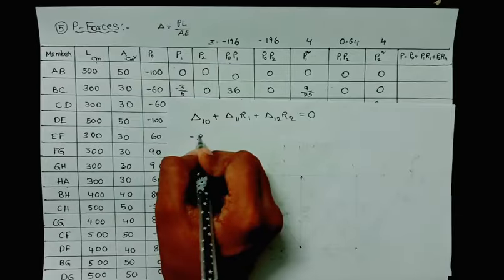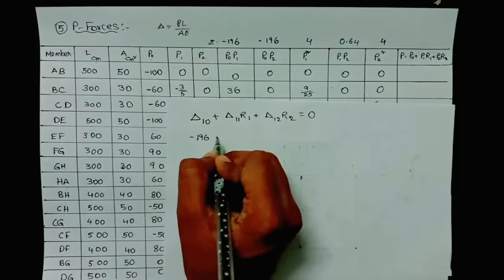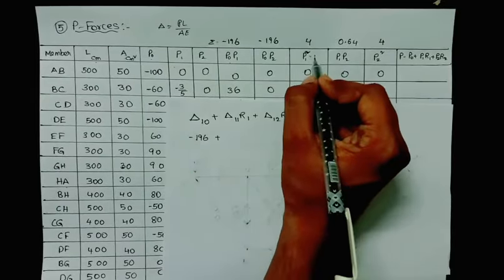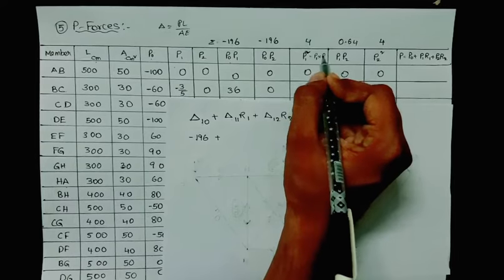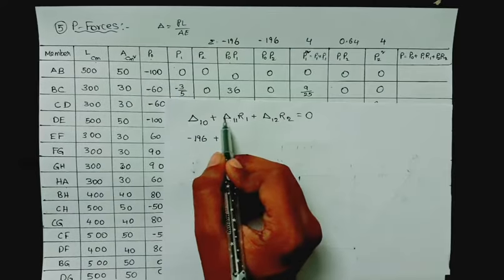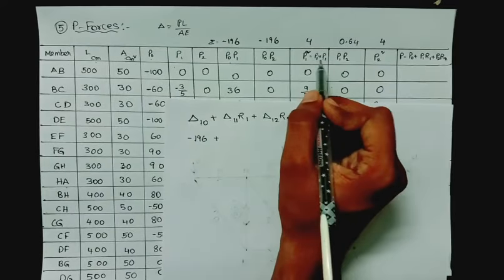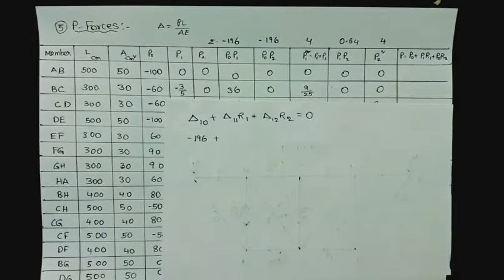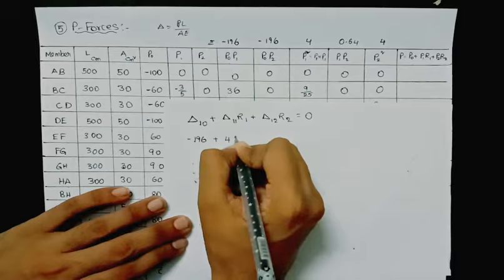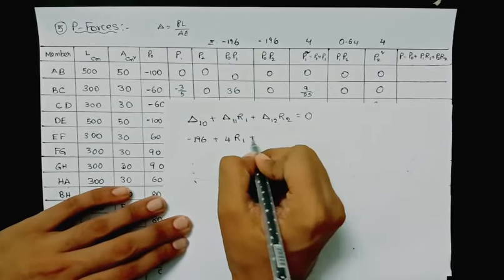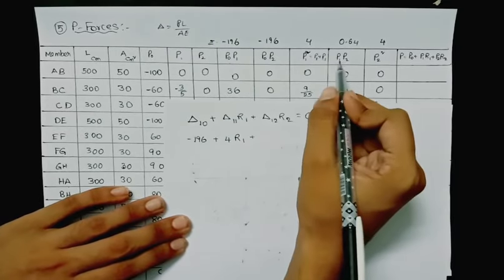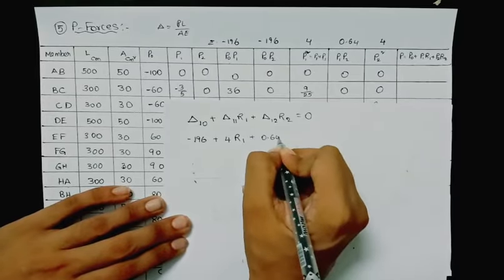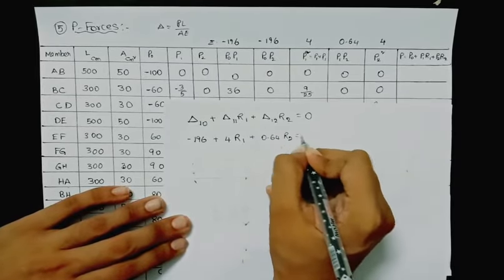So -196 plus delta 11. That means if you take P1 square, it is the multiplication of P1 into P1. Delta 11, and here also 11. So take this value, 4 into R1 plus delta 12. Here also 12. So take this value, 0.64 R2 equal to 0.